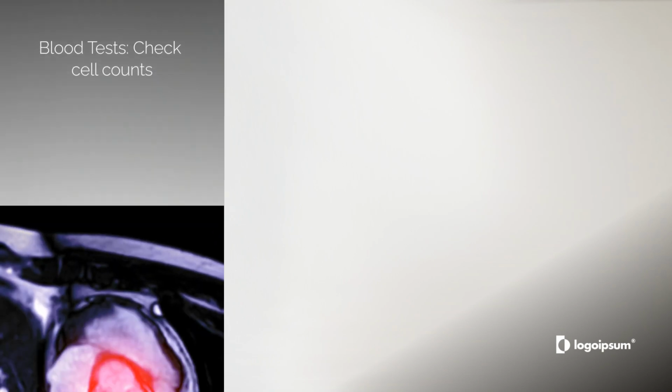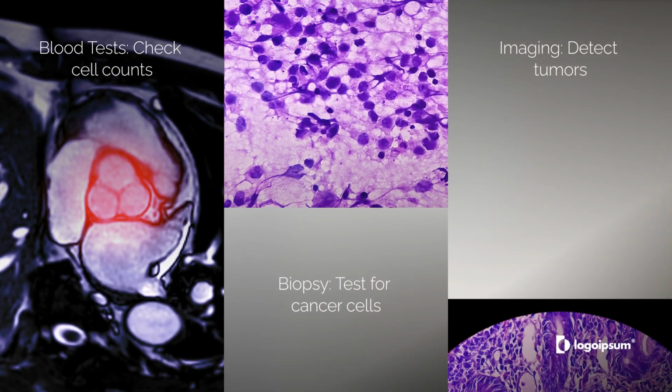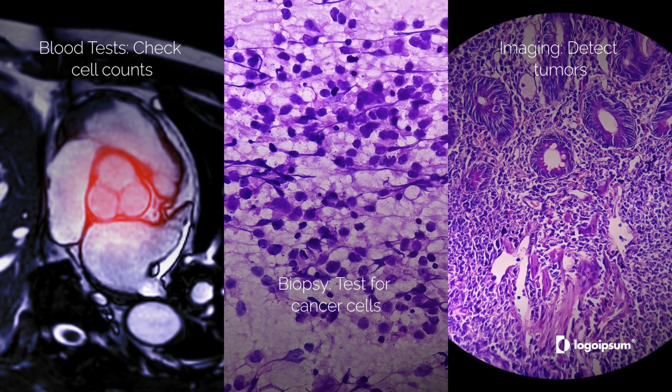Diagnosing blood disorders and cancers typically involves blood tests to check for abnormal cell counts, such as red, white blood cells, or platelets. Imaging, X-rays, CT scans, MRIs, and PET scans can help detect tumors and check for metastasis, spread of cancer. Bone marrow biopsy, a procedure to check for diseases affecting the bone marrow, like leukemia. Biopsy, the removal of a small sample of tissue from a tumor to test for cancer cells.